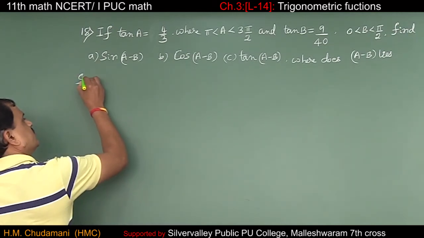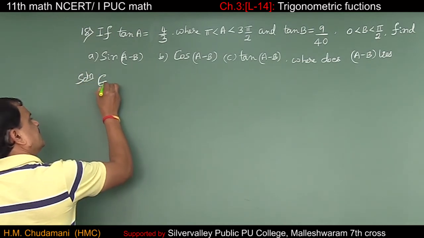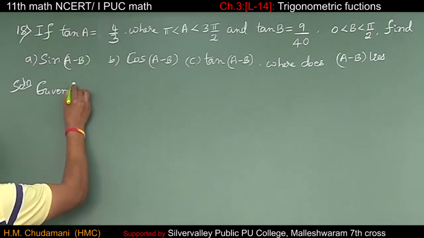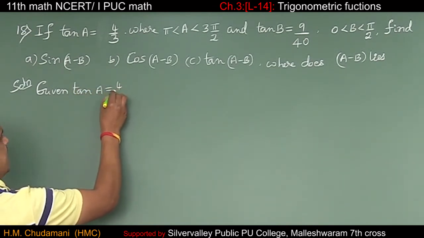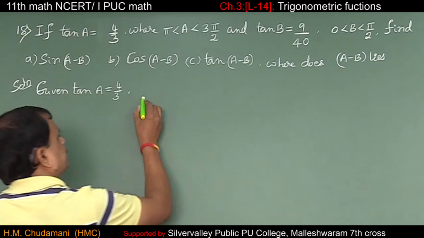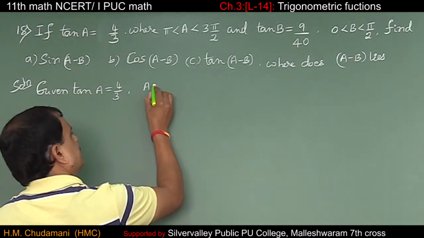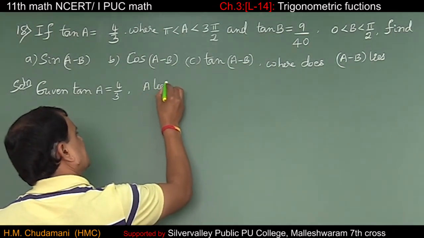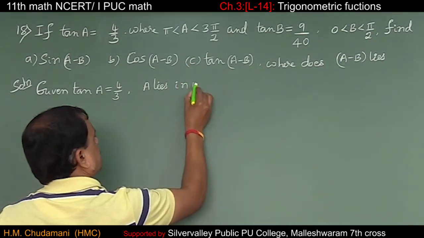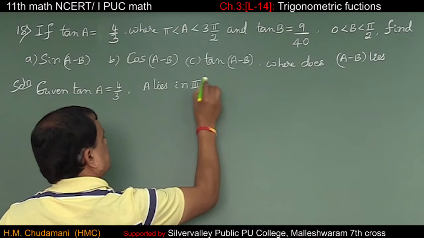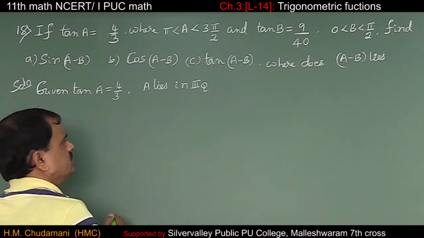Okay, let me work this out. Given tan A is equal to 4 by 3. So where does A belong to? A lies in the third quadrant, okay.